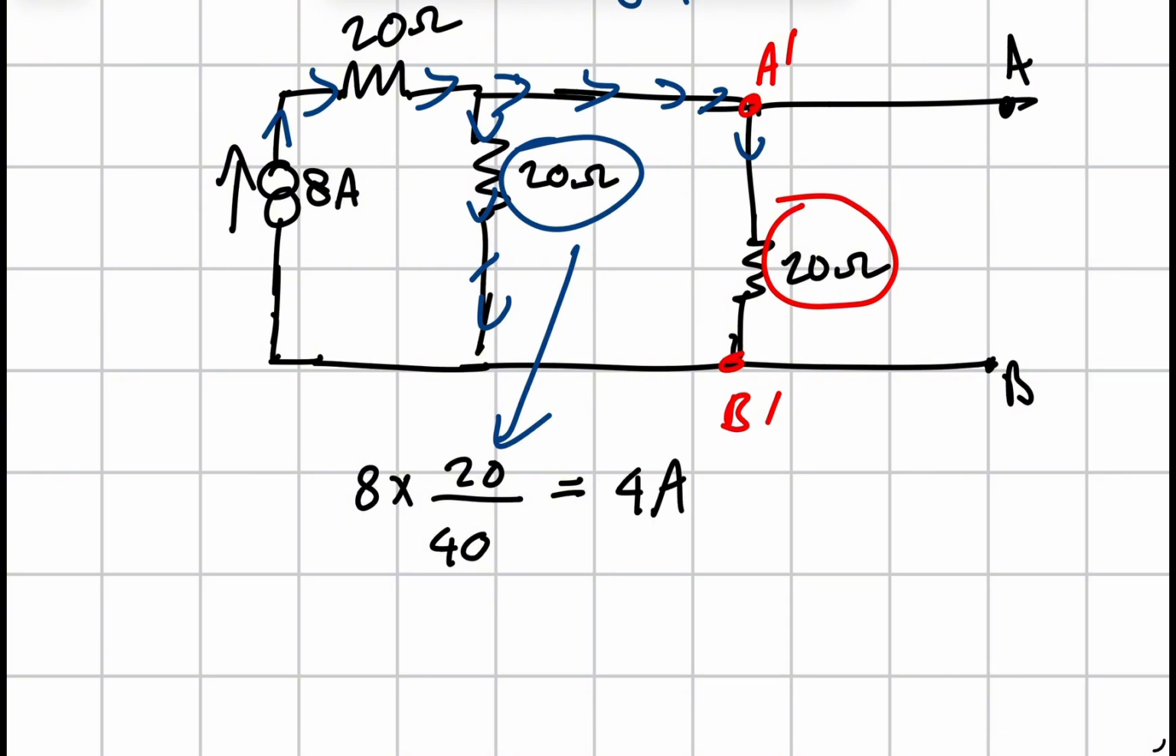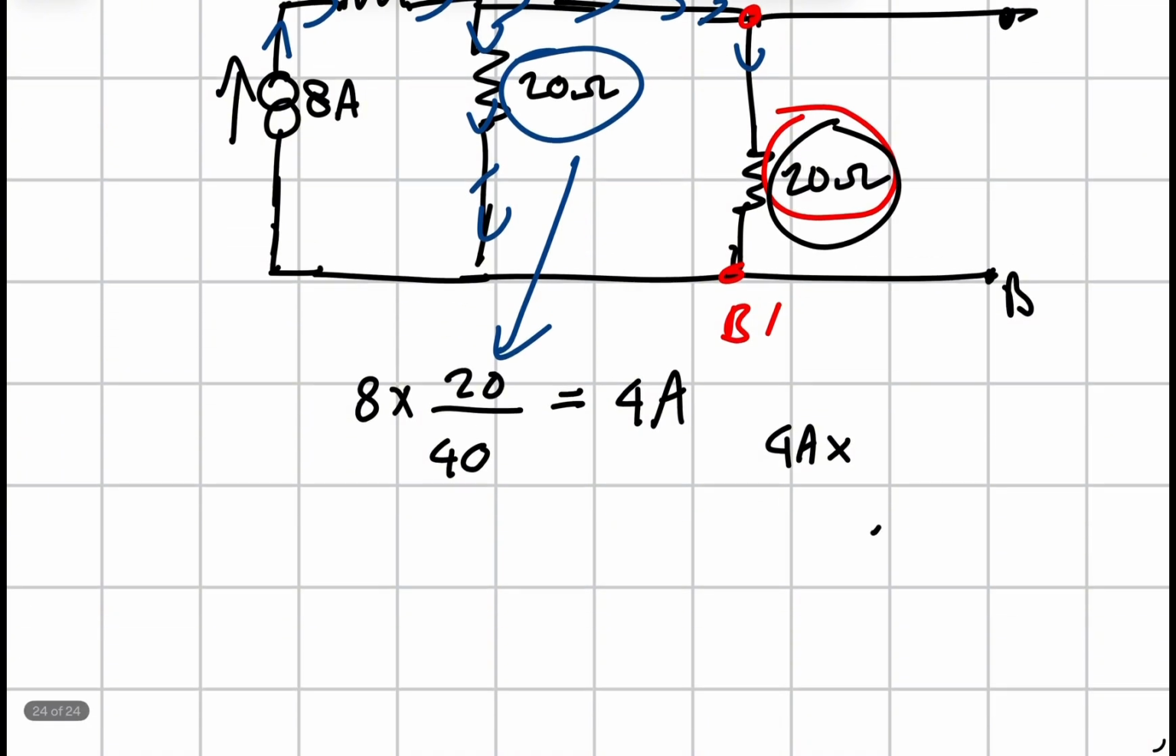Now, you've got a current. The way to set this up is that you do 4 amps times the resistor that you want to get the value of. So, it would be 4 amps times 20 ohms. That's where you would get 80 volts. So, there you go. You've done all 4 voltages, and now all you need to do is just add them up.